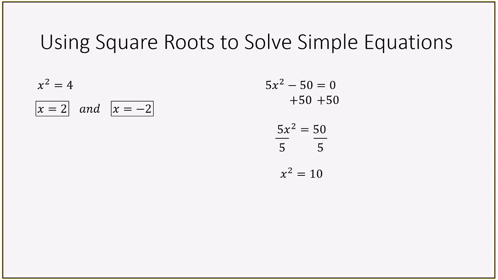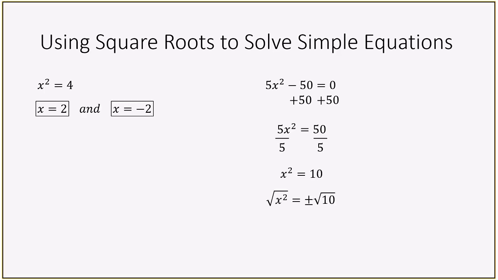I'll get x squared is equal to 10. Well, now I'm going to use what I learned from the previous problem. I'm going to square root both sides, but I need to make sure to account for the fact that I can have a positive answer or I can have a negative answer. So I'm going to put a plus or minus in front of my square root.